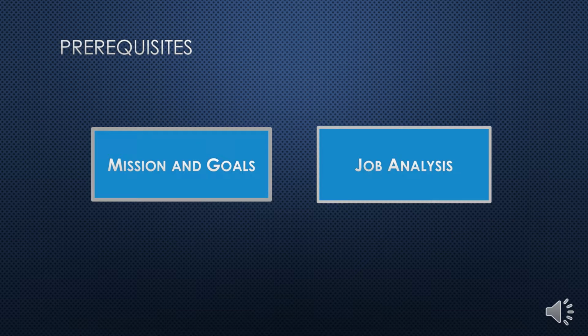The second prerequisite pertains to the specific job for which the system is being created. A job analysis should be performed to understand the required tasks of the job. This analysis will uncover the primary components of the job. This is fundamental to the performance management process because the requirements of a position must be understood in order to assess performance of that position.